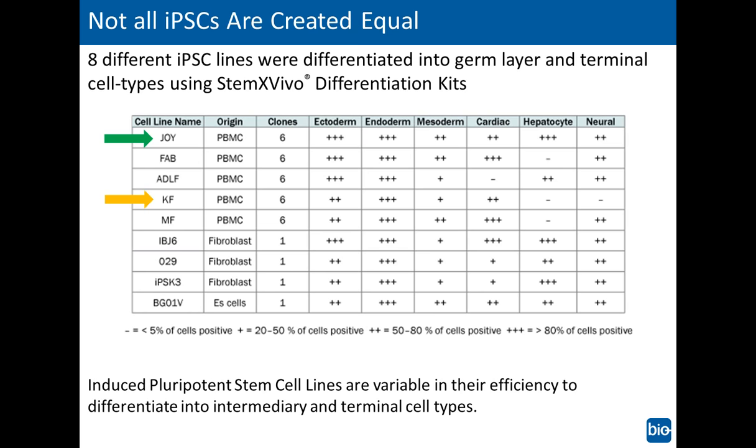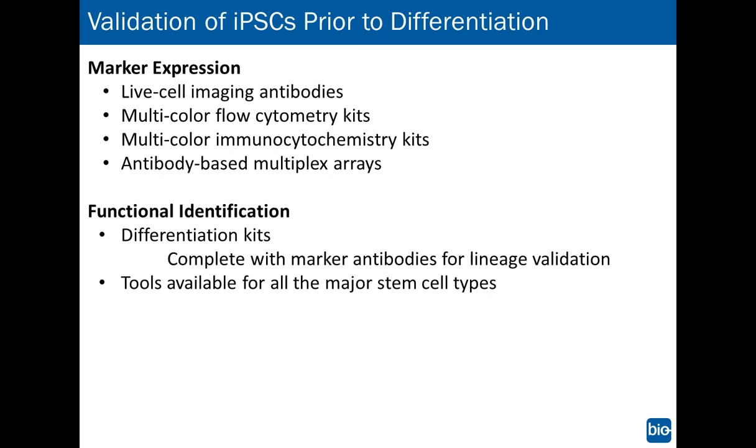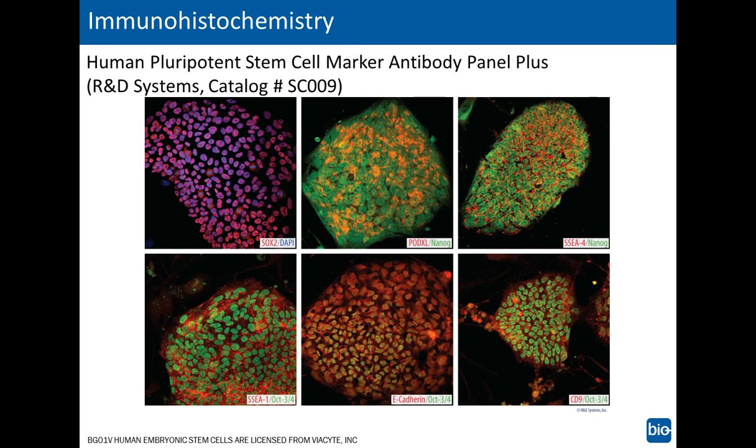And so the team here tries to troubleshoot this and optimize our iPS cell experiments by doing a number of methods to validate our iPSCs prior to differentiation. Specifically, we assess marker expression using antibody-based methods, but even more importantly, we do functional identification of our pluripotent stem cells to make sure that they indeed are pluripotent. And I'll just take a couple minutes here to walk through some examples of the verification steps that we go through.